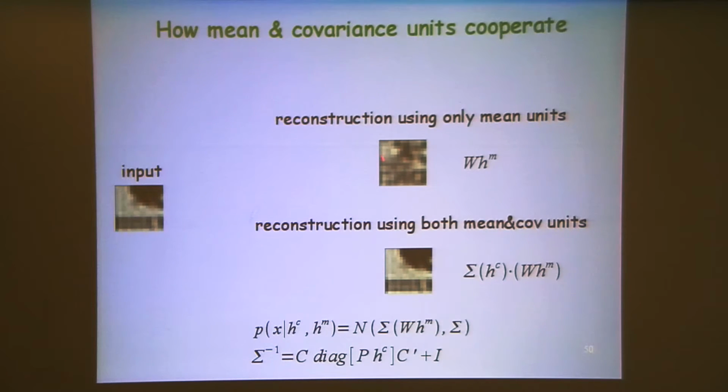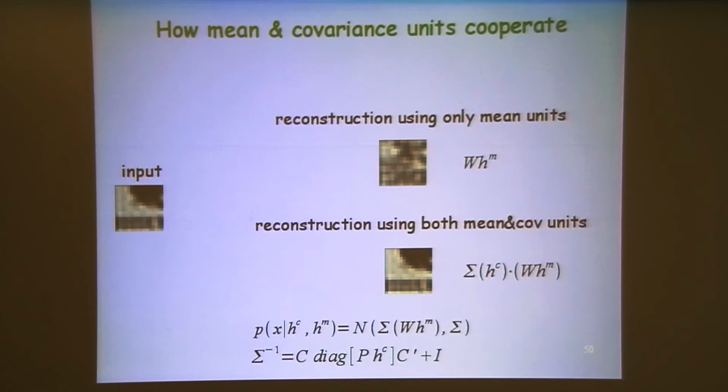You can see that the reconstruction from the mean latent variables looks very blobby. It's very faint, very blobby. But when you combine this information with the one coming from the covariance latent variables, you get a fairly good reconstruction.